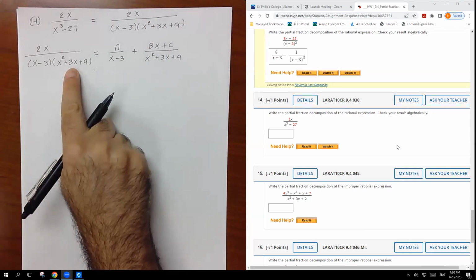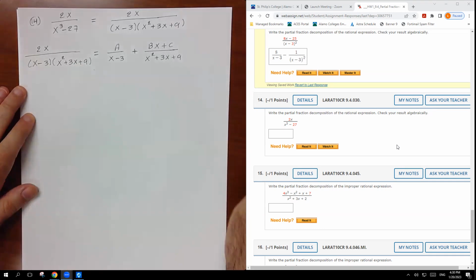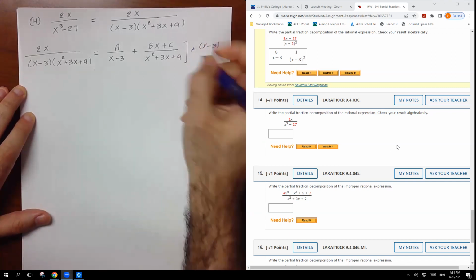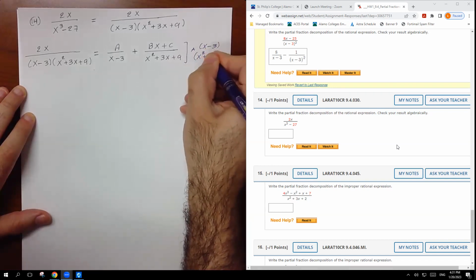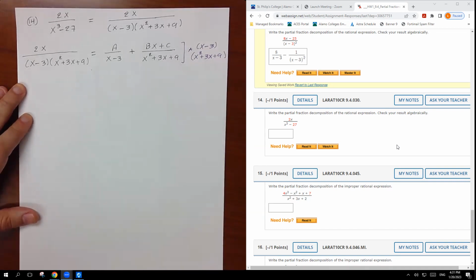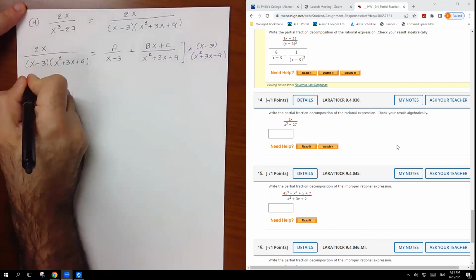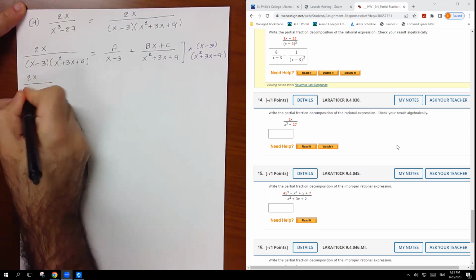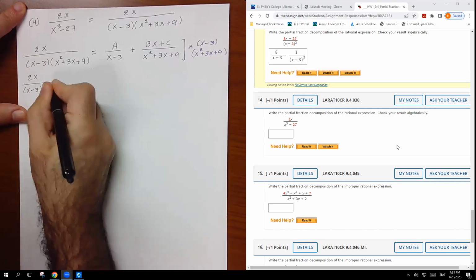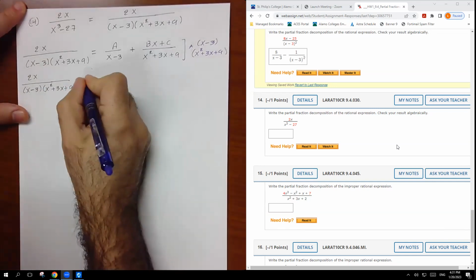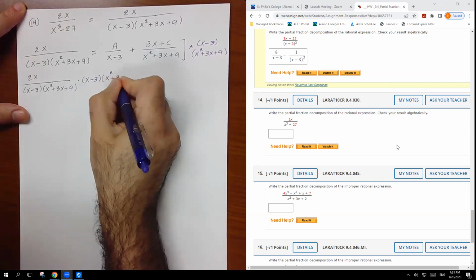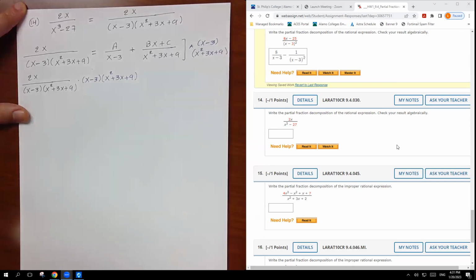Now, next step, you're going to do exactly the same steps. You're going to multiply by the least common denominator, which is everything here. So I'm going to multiply everything by x minus 3 and the other parentheses, which is x squared plus 3x plus 9. Let's work on it step by step. So here is going to be 2x over x minus 3, x squared plus 3x plus 9, and everything is times the least common denominator, which is x minus 3 and x squared plus 3x plus 9. And here's the equal sign.